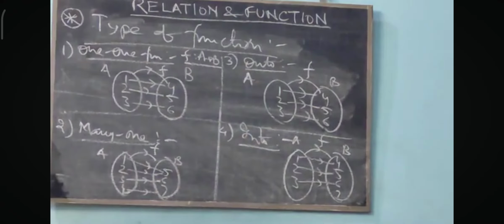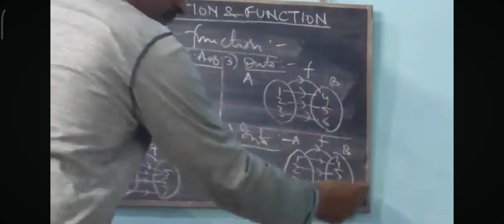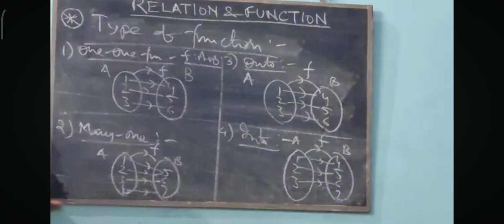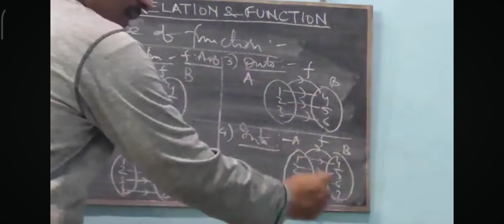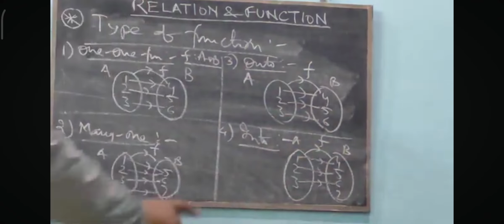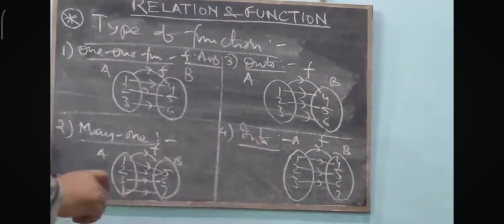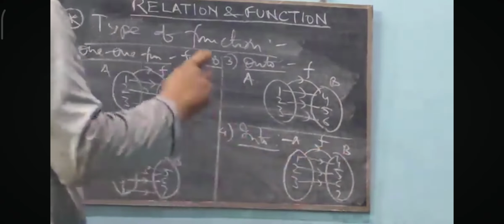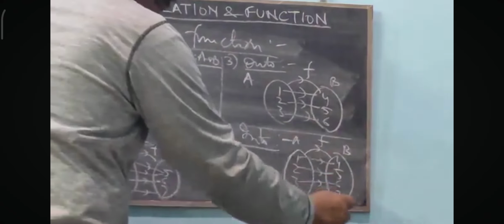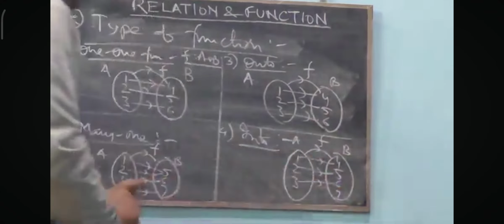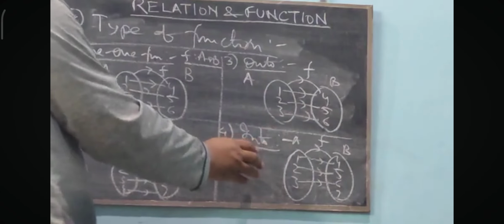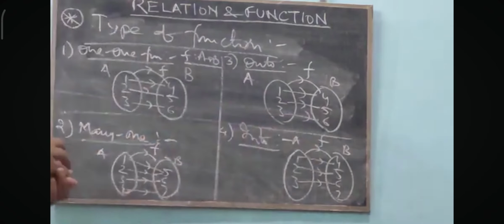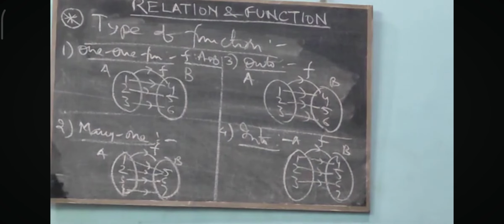Students, in the onto part, we are seeing that some element should be left out in the codomain. If some elements are left out in the codomain, then we can say that the function is not onto. If we have to define it, we can say that if some elements of the codomain are left without being images of elements of the domain, then the function is not onto. So this is the graphical interpretation we can use if the question comes in the board exam.